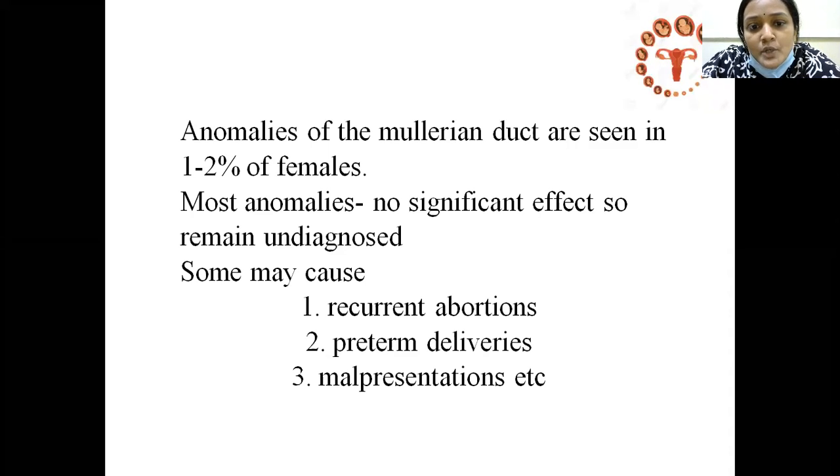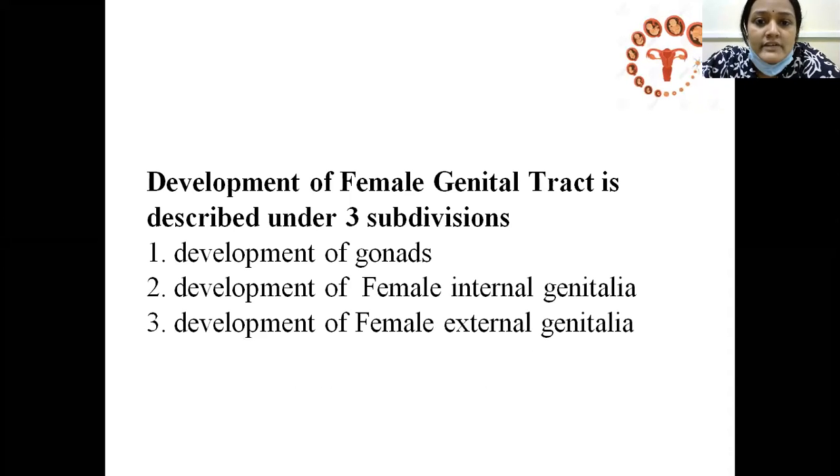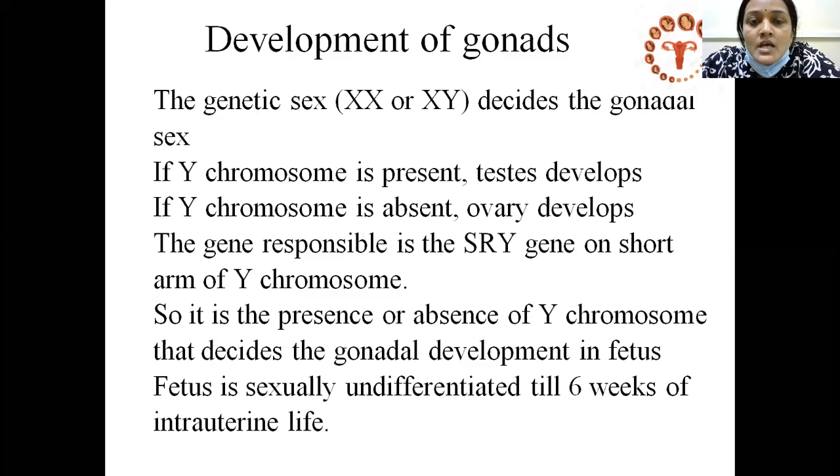The most common obstetric complications caused due to these Mullerian anomalies are recurrent abortions, preterm deliveries, and malpresentations. And the menstrual abnormalities may be due to the imperforate hymen, hematocolpos, and all. So the development of female genital tract is described under 3 subdivisions. Those are the development of gonads, development of female external genitalia, and the development of female internal genitalia. So first coming to development of gonads.